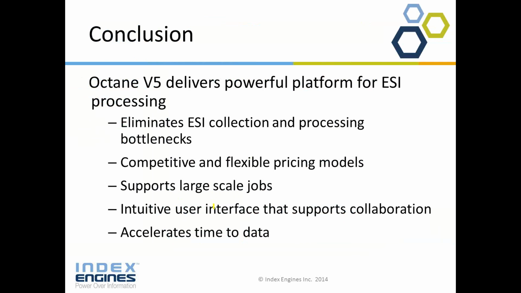So Octane version 5 is our current platform. Today, it delivers very powerful capabilities, mostly focused on the identification and collection of data. Again, very flexible and competitive pricing models. Some of our key capabilities really are processing of large-scale jobs in a collaborative manner that really can accelerate time to data.